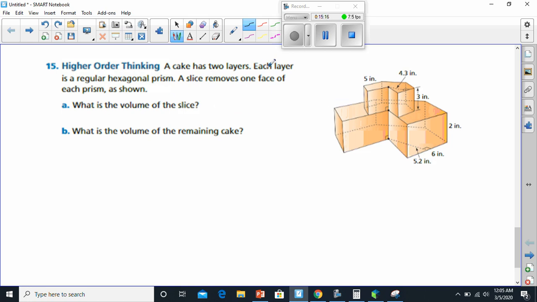Well, it says each layer, the slice removed. So what it looks like is happening here is they're taking one piece, like 1/6 of it, away. I would say definitely that, because they're cutting right into there, and that's showing the perpendicular line there. So what we're looking at are two hexagons.